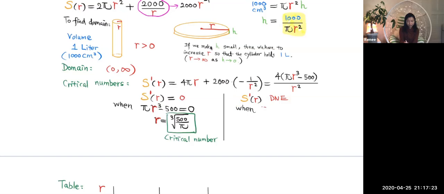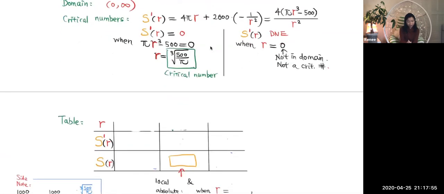Now, what about the first derivative being undefined? It is undefined when this denominator equals 0, when r equals 0, but 0 is not in the domain. So 0 is not a critical number. That's not in the domain, okay? So we only get one critical number, which is this one.